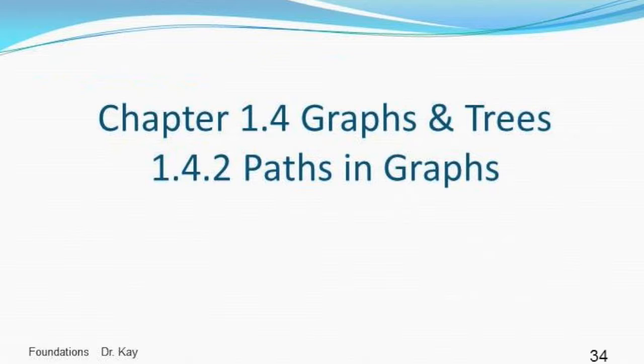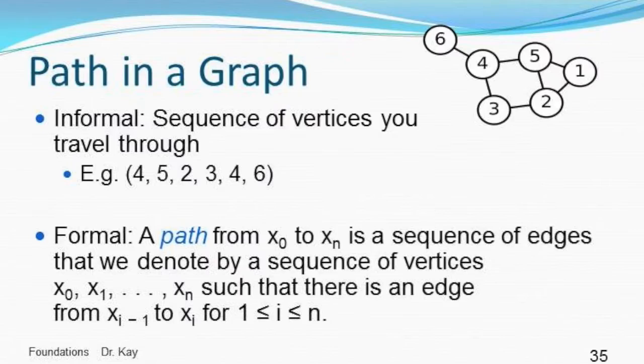Okay, so let's move on to section 1.4.2 where we talk about paths. Informally, a path in a graph is just a sequence of vertices you travel through. So for example, I could start at 4 and go to 5 and then 2 and then 3 and then 4 and then 6, and that would be a path. Here's my sequence, right? My sequence of edges. We're going to use a tuple for this because order matters.